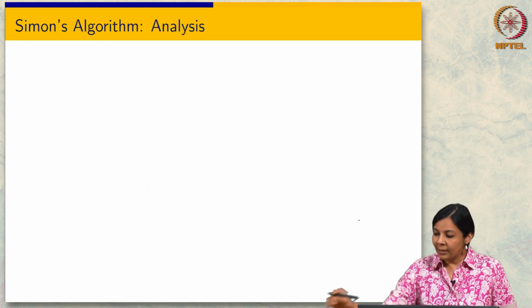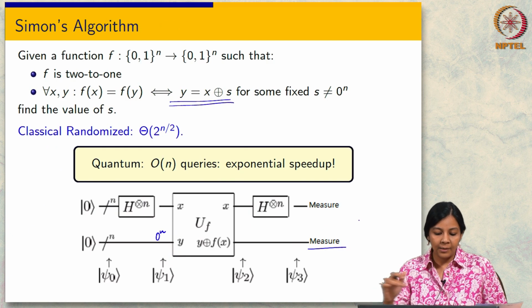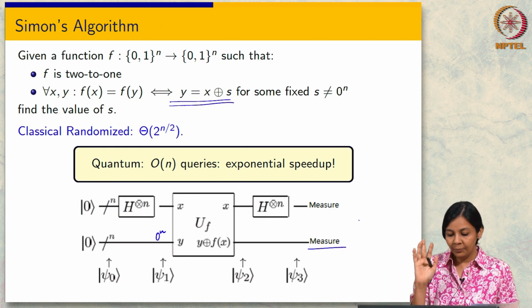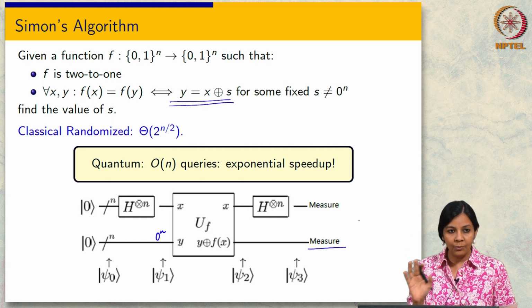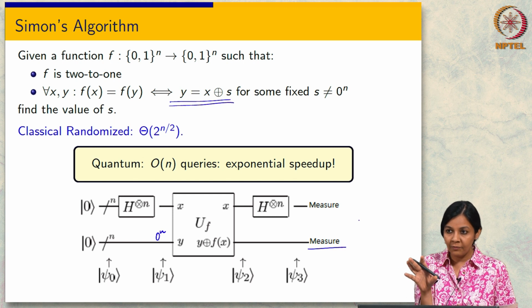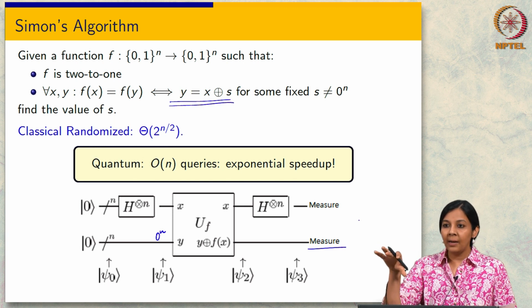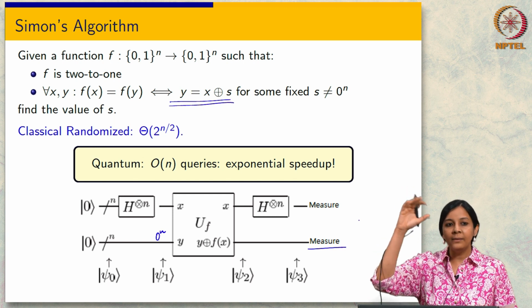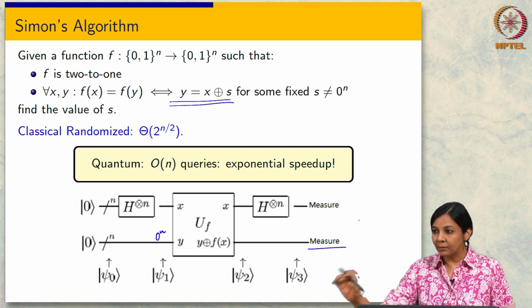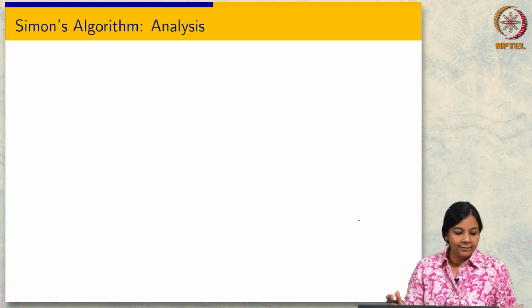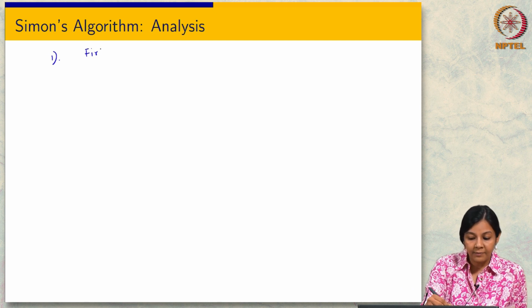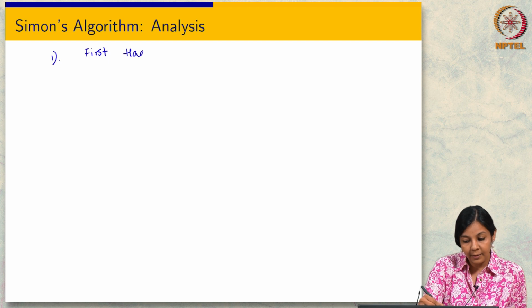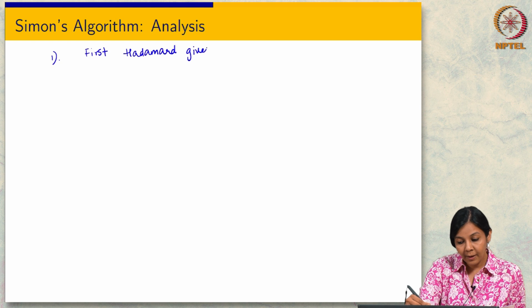Let's stare at this picture again and try to memorize what's happening. First you do the rotation on the top n. You don't do anything at the bottom. You push it through the function. Now you measure the last n, and then you apply Hadamard and measure the top n. This is the algorithm. Let's analyze it. Now what's going to happen? Well, the first Hadamard gives us our favorite superposition. By now we are all experts at this.